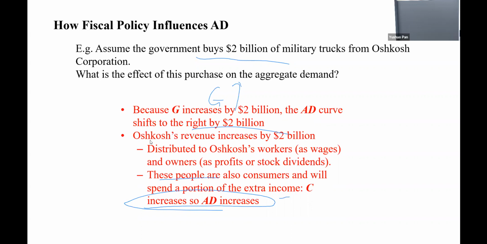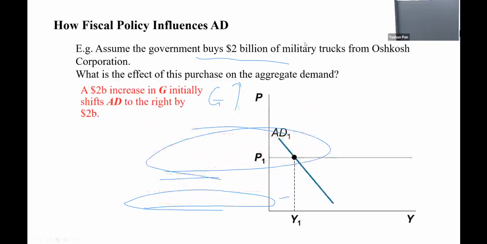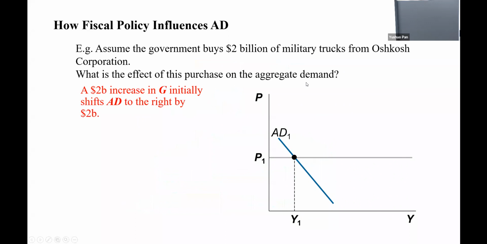Which means when the government spends $2 billion for something, that money will increase the aggregate demand curve not just by $2 billion, but by more, because the people who earn that $2 billion are going to spend more. This is what this slide shows. A $2 billion increase in G initially shifts the AD to the right by $2 billion. That's the initial effect from the government purchases.